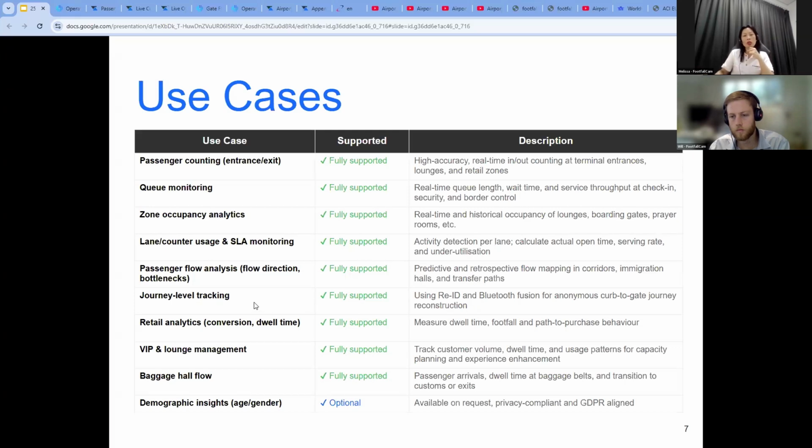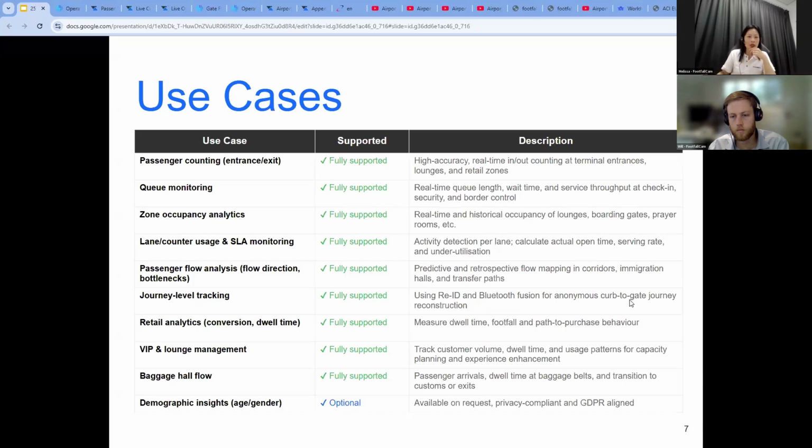Journey level tracking. So this one we use a fusion of Bluetooth and AI re-identification techniques. So we reconstruct an anonymous curb to gate journey, including the time spent in the discretionary and the mandatory zone. So giving deep insight into behavior and service impact. So for example, if your queue is very long and people take a long time in the mandatory security area, then it reduces the time they can spend at the retail area, and so forth.